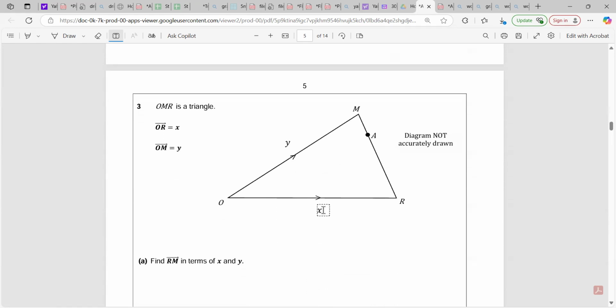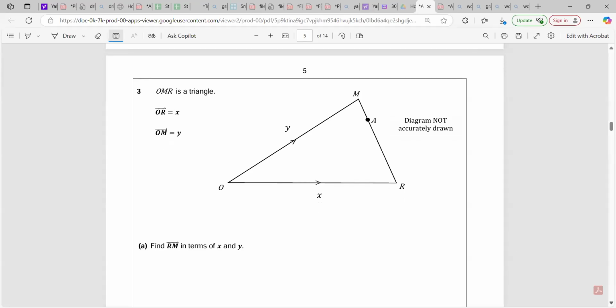All right, OMR is a triangle, which we can see for ourselves. O to R is X, and O to M is Y. And we're to find R to M. So go ahead and do that one. We have 8 minutes. We can take 2 minutes and do that one. So send in that one, guys, and we can end on that note with the solution. So go.